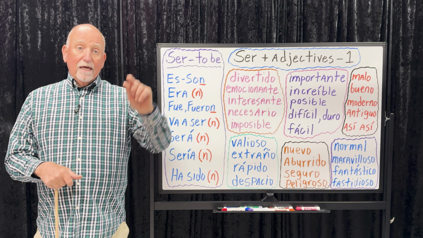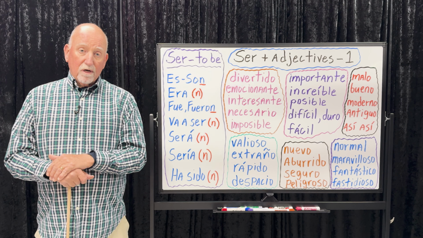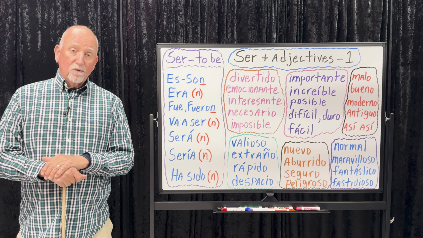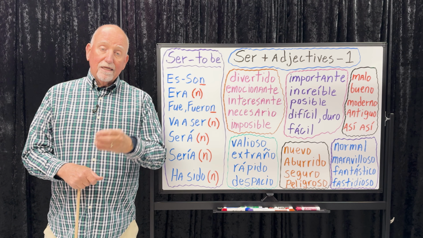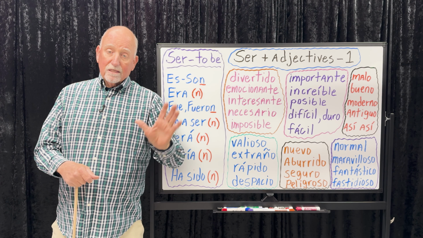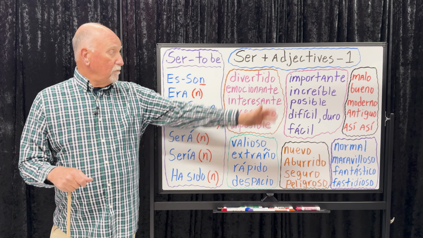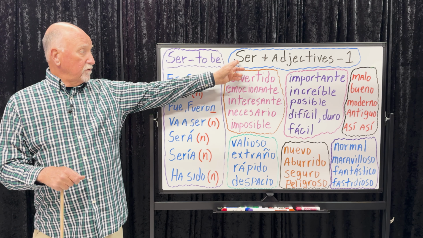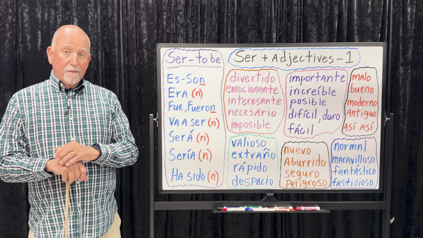Papá está en el trabajo. Dad is at work. Mamá está en la casa. The kids are in school. Los niños están en la escuela. So that's the verb estar. Now we're taking a group of adjectives that characteristically are used with the verb ser, to be.